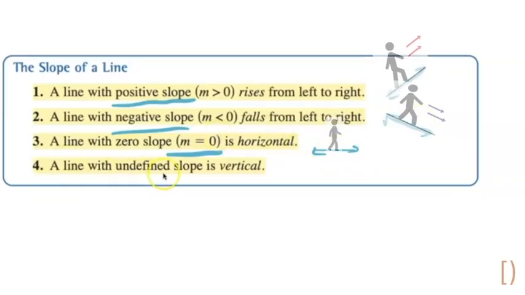And then a line with an undefined slope, you can't walk it. Well, that's a vertical line. That's going to come like this. A straight line there. So that is no slope because you can't walk up a wall.